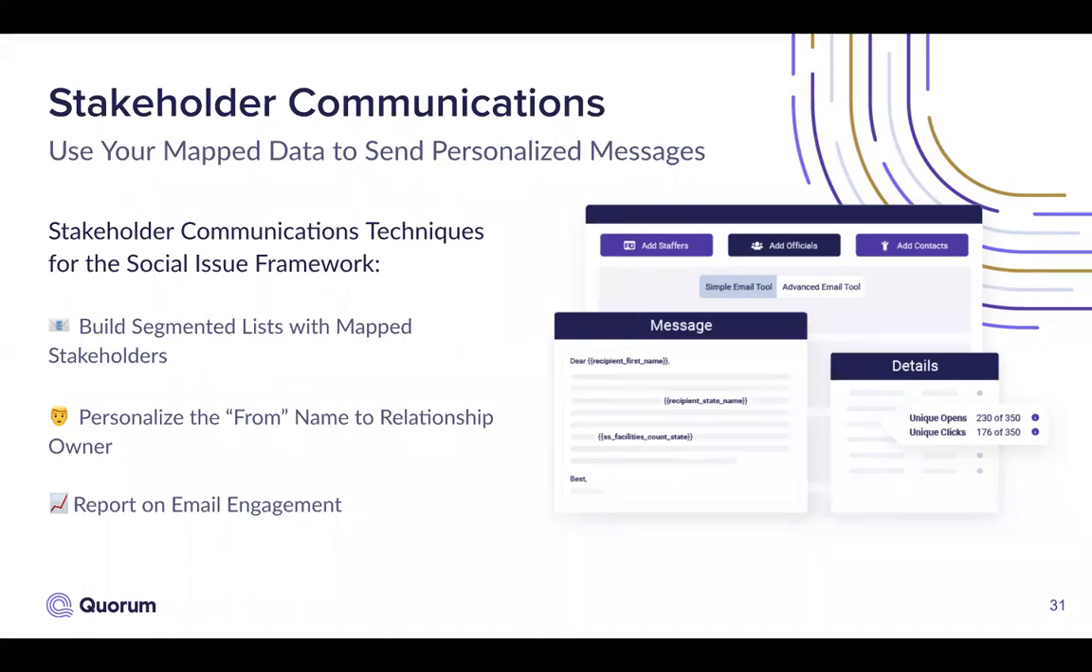So Quorum Outbox lets you send an email en masse, but the sender name will appear as the owner of that contact, which you can set up the way we discussed in the stakeholder mapping part. And finally, you can use engagement data from those messages to evaluate your efforts. So which emails are getting the most opens, if your efforts on climate change are driving the most engagement and stakeholder communications, might be worthwhile to put more resources there.